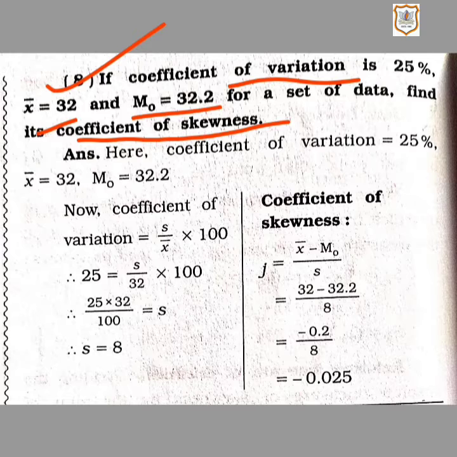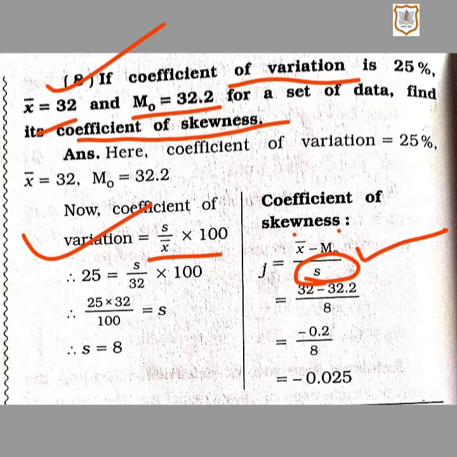So the formula for coefficient of skewness is (mean minus mode) upon S. So we need to find S first, as mean and mode are given. S can be taken out with the help of the coefficient of variation formula, that is S upon mean into 100. So coefficient of variation is equal to S upon mean into 100. We can write here, in place of coefficient of variation 25, S we don't know, upon 32 as mean, into 100. So this will be cross multiplied. 25 into 32 upon 100 is equal to S. So your standard deviation is 8.